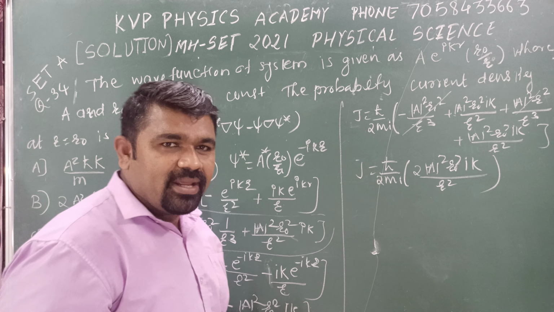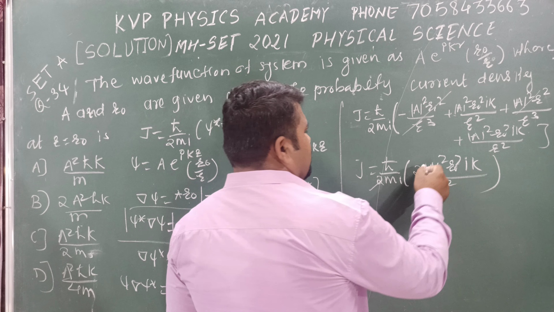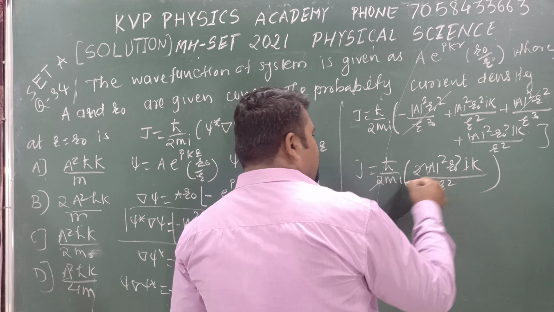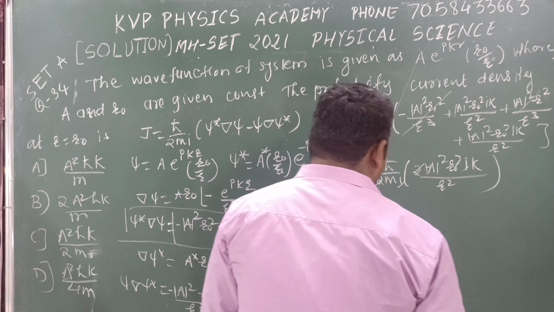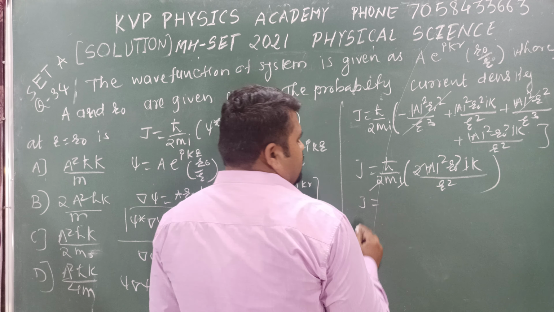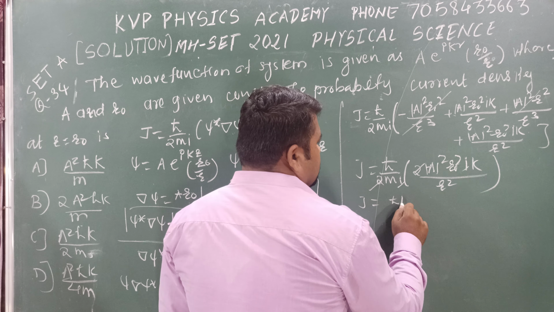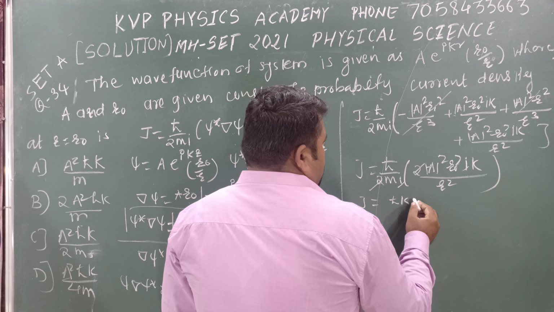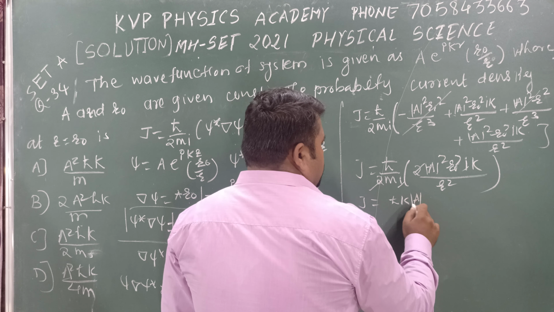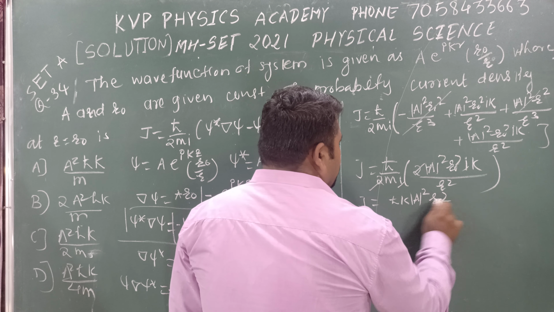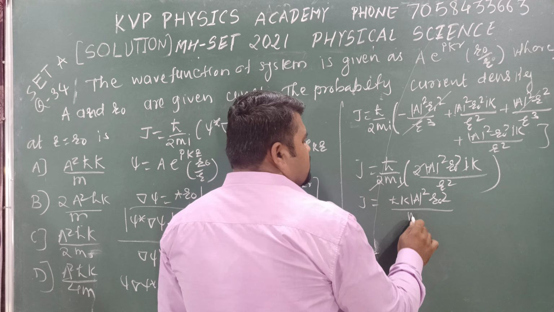Now which part get cancelled? These two get cancelled. Next this i get cancelled. What is the remaining part? J is equal to, yes, h cross k mod a square r naught square upon m r square.